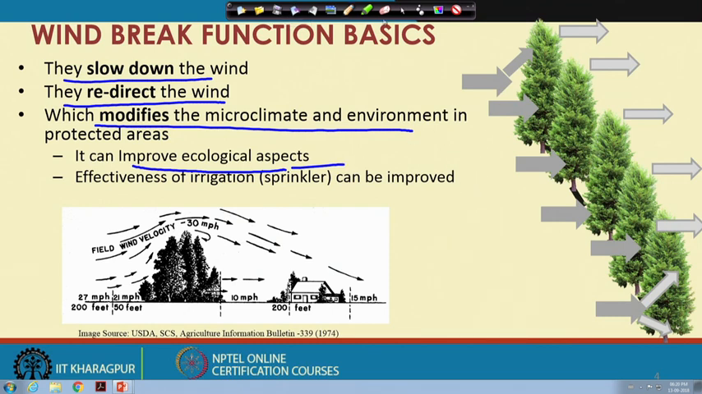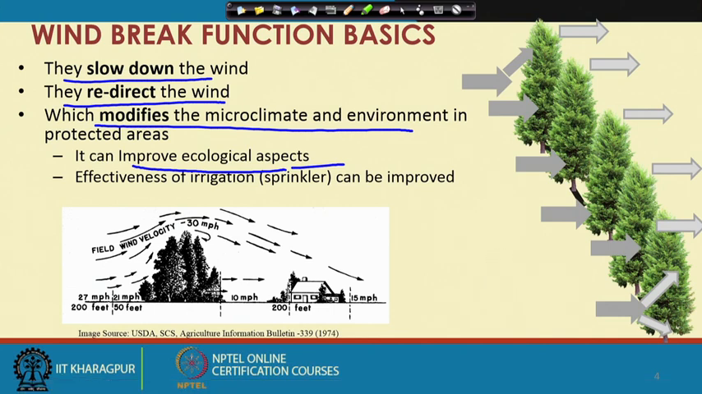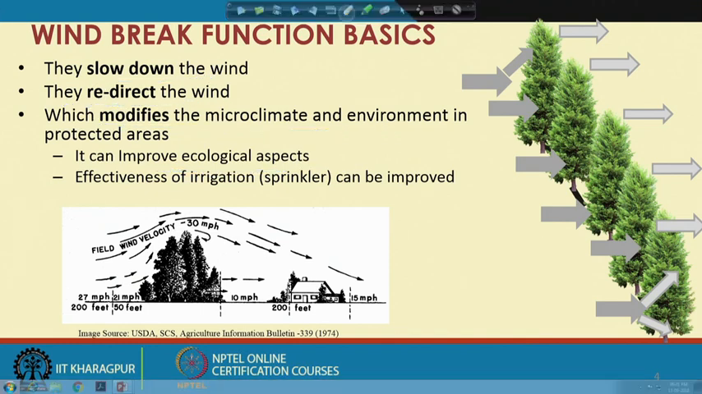Sometimes we use sprinkler irrigation in which very high wind speeds are not desirable. So, by placing a proper windbreak, we can reduce the erosive power of wind, we can reduce the wind speed, and the effectiveness of irrigation can be enhanced.